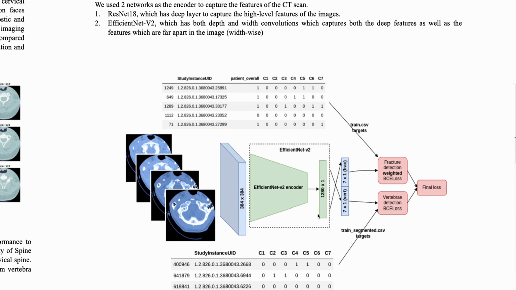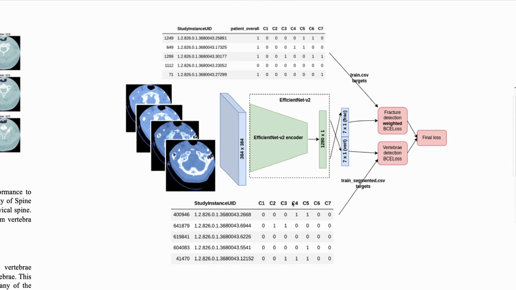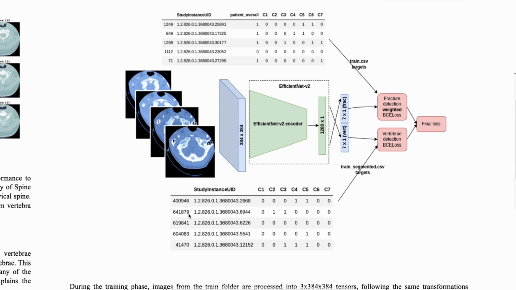And to give an overview of how this works, we have a few slices of data that we pass to the EfficientNet encoder, and it flattens it and gives us two results.